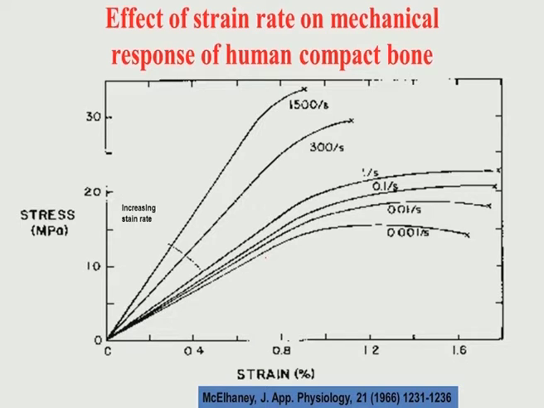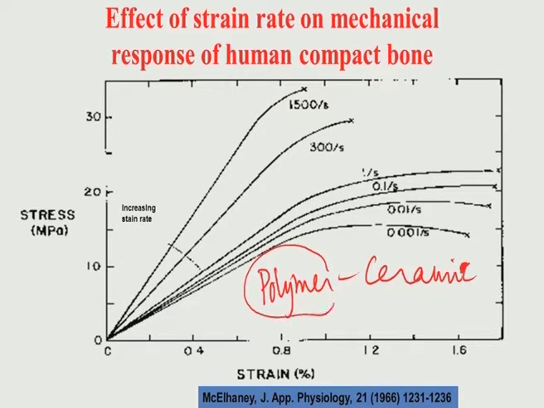Now, since bone has a polymer as well as a ceramic phase, I have mentioned in the last module that bone is a unique example of a polymer ceramic based hybrid composite. So, mechanical property wise, bone does show some characteristic features like the viscoelastic behavior of a polymer as well as, to some extent, the brittle behavior of a ceramic material, and that is what is being shown here.